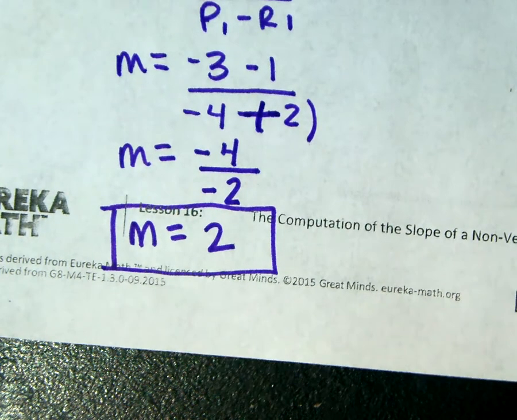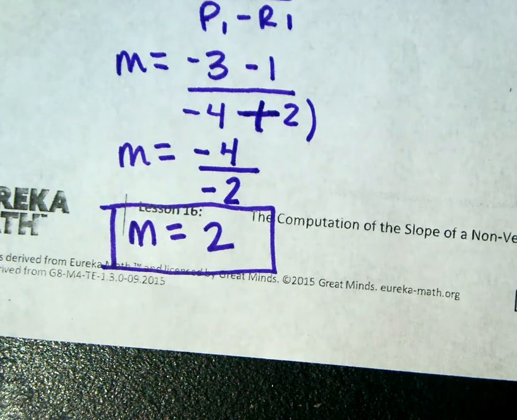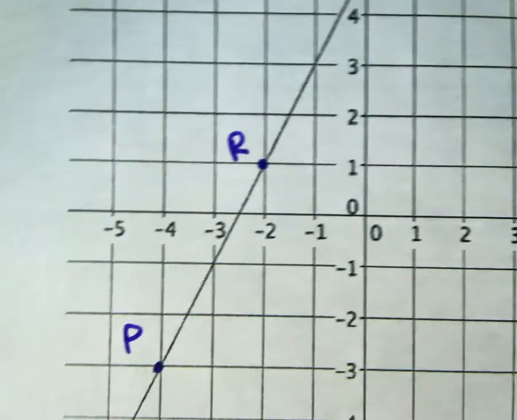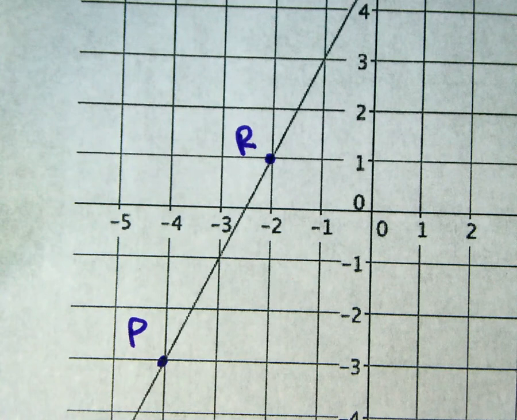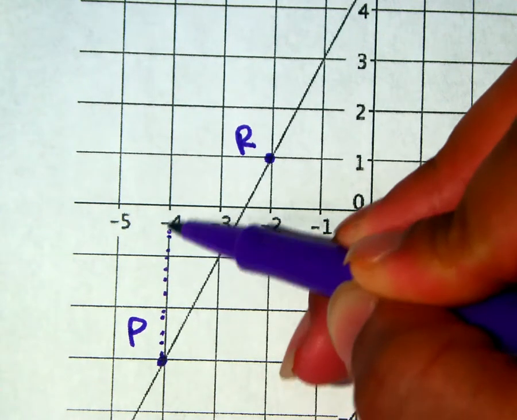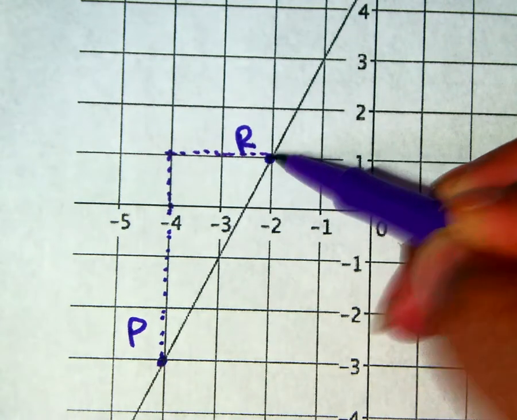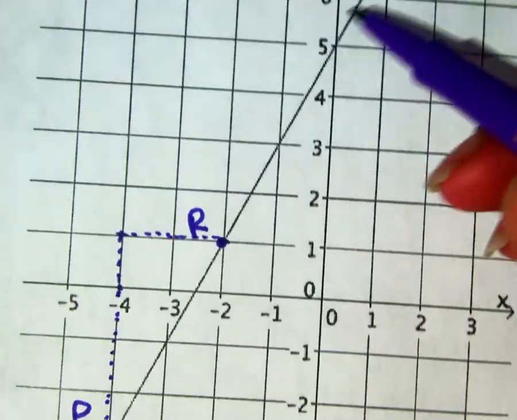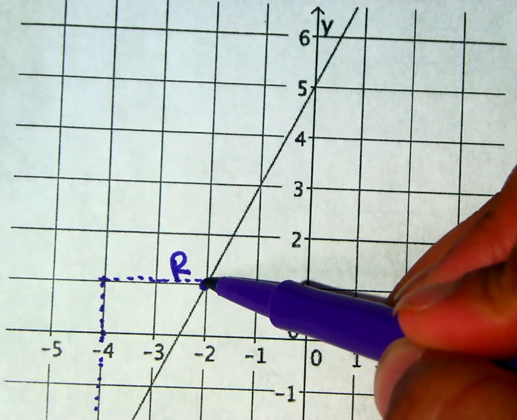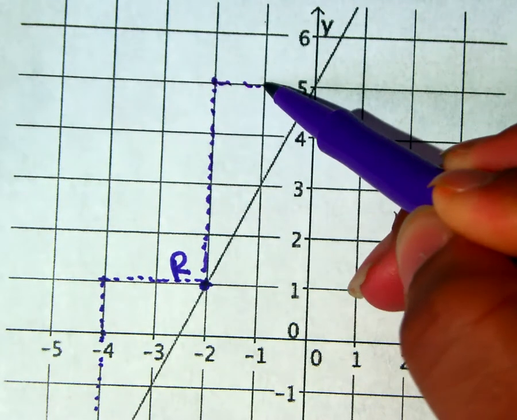Find point Q on the line. See if we can verify computationally that our slope will end up being 2. To create my slope triangle from P to R, how do I move? You're correct. I'm going to move up 1, 2, 3, 4, and to the right 1, 2. So for me to find the point Q on this line, I need to also move up 1, 2, 3, 4, and to the right 1.